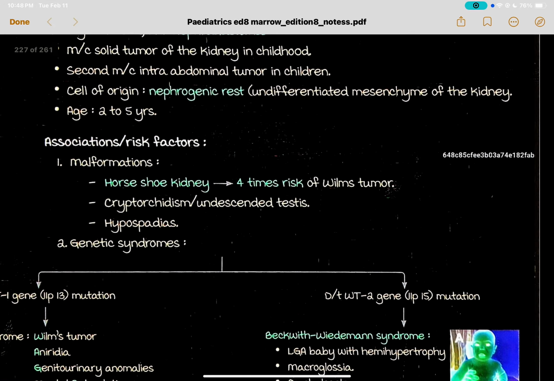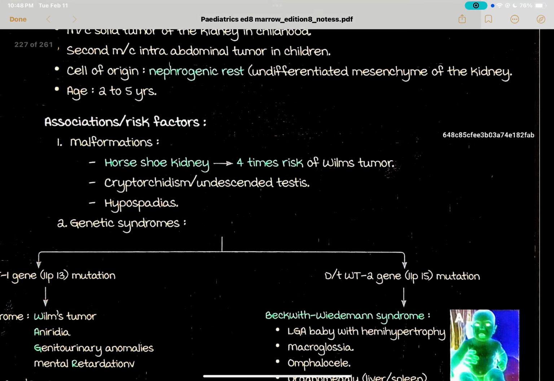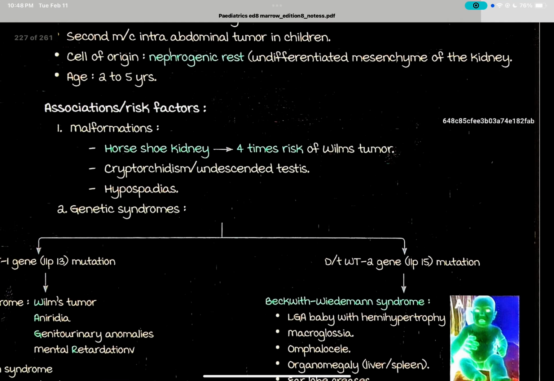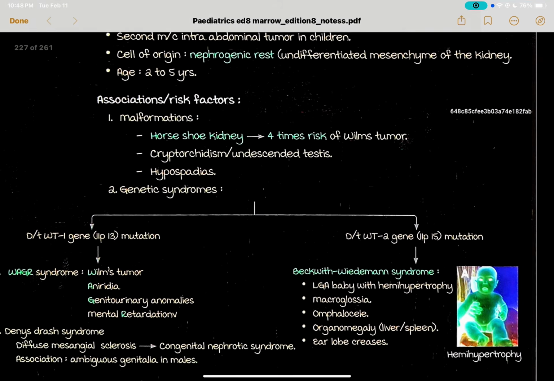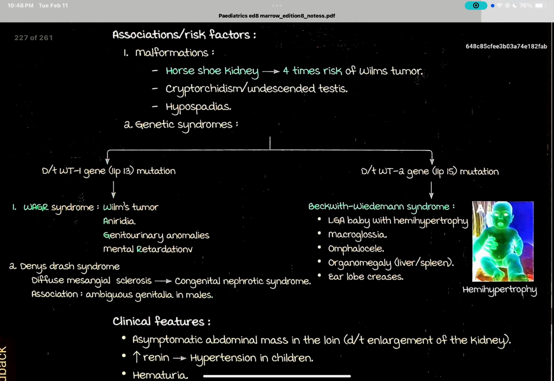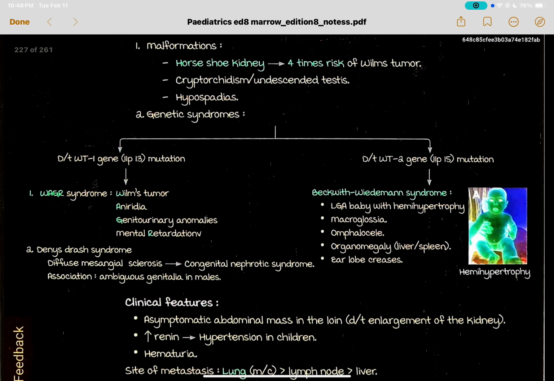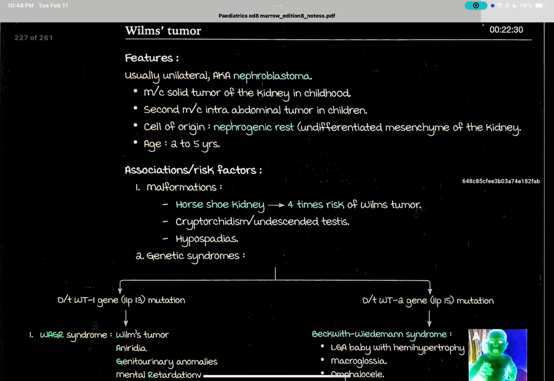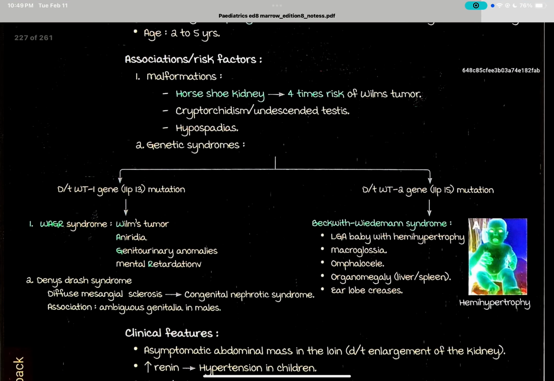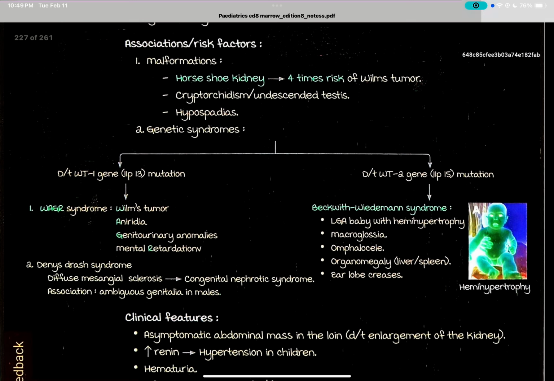Association risk factors: malformations, horseshoe kidneys, 4 times risk of Wilms tumor, cryptorchidism, undescended testis, hypospadiasis. All these are complications and malformations associated with Wilms tumor. And we are talking about horseshoe kidney. Genetic syndromes of Wilms tumor: nephroblastoma.